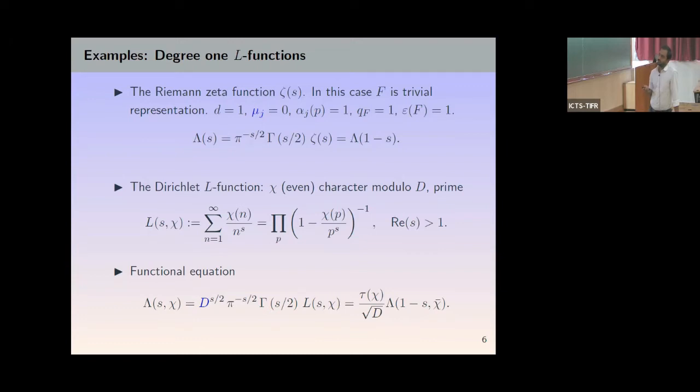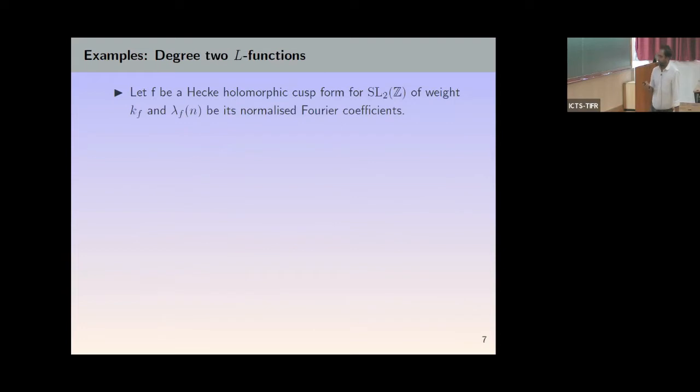So in this case, the arithmetic conductor will be d, and the epsilon factor, which is a root number, will be the Gauss sum associated to chi divided by the square root of d, which is again of modulus 1. And chi bar is the usual inverse of chi. Let's move on to degree 2.